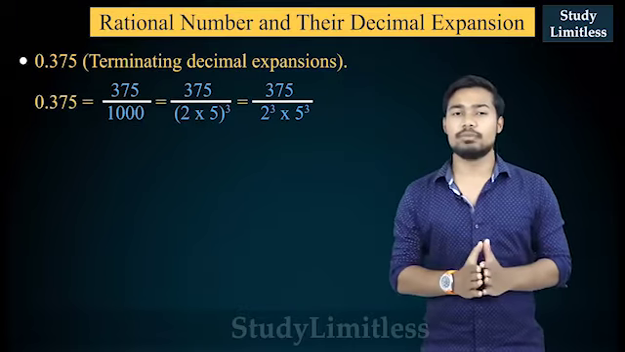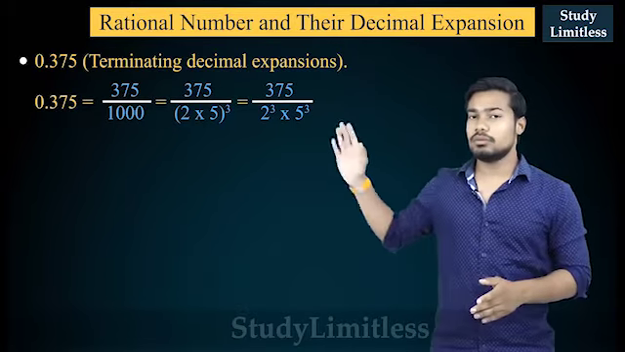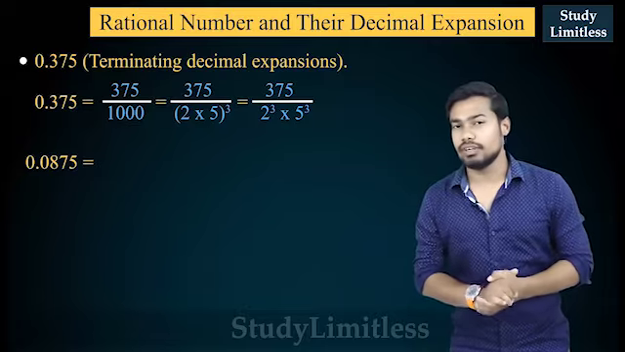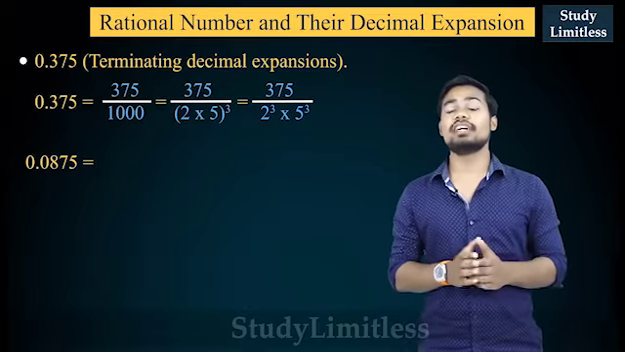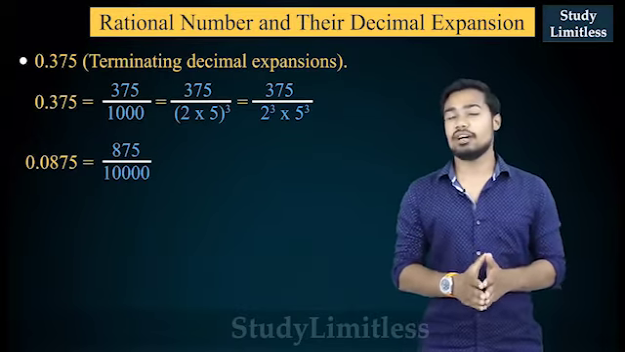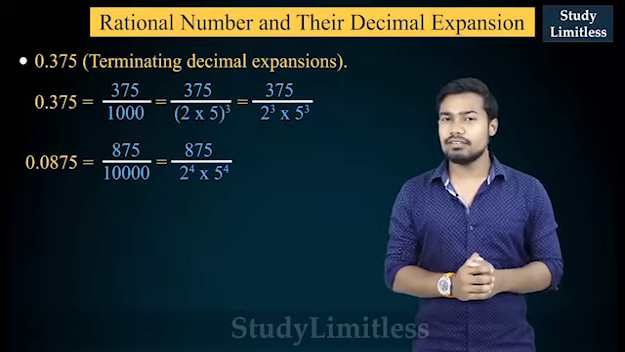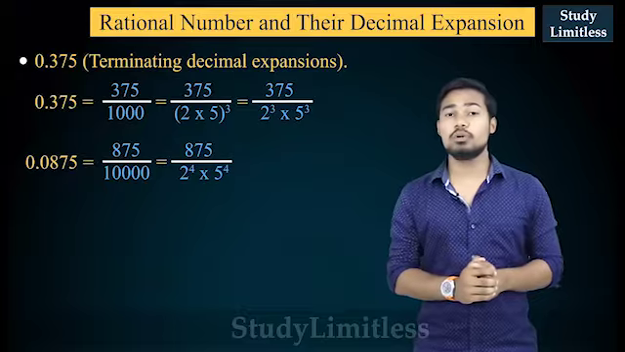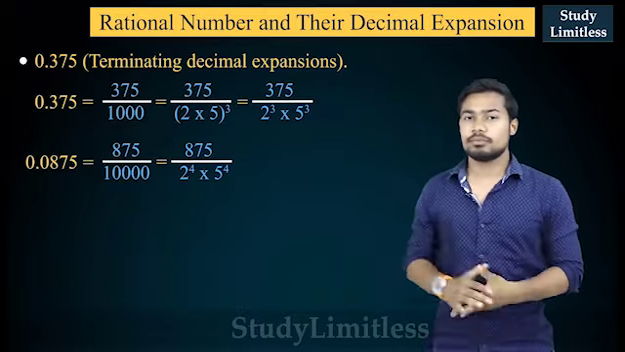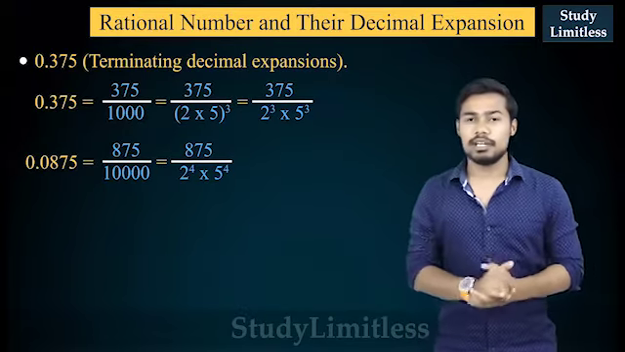Let us take one more example. If I take the decimal number 0.0875, 0.0875 can be written as 875 upon 10,000. This can also be written as 875 upon 2 to the power 4 into 5 to the power 4. So this was the terminating decimal expansion.